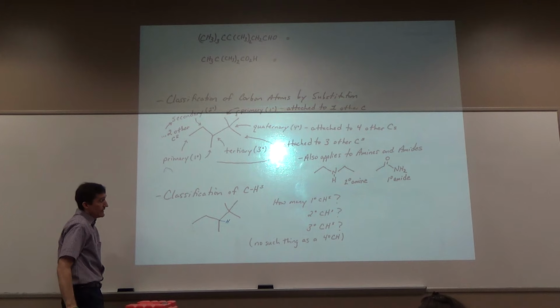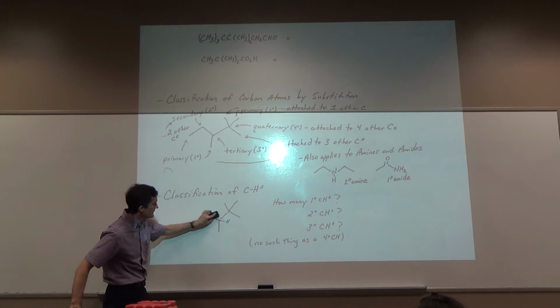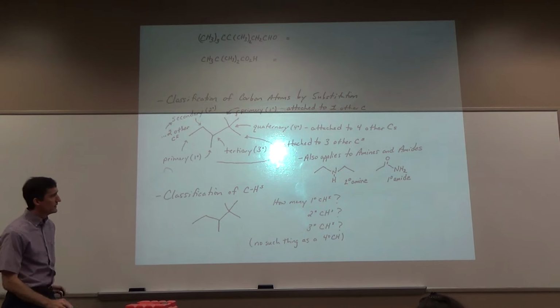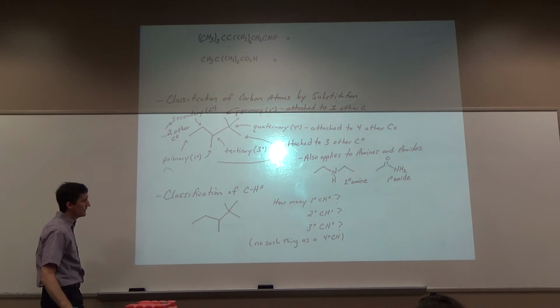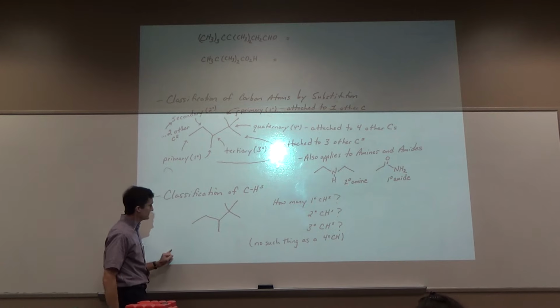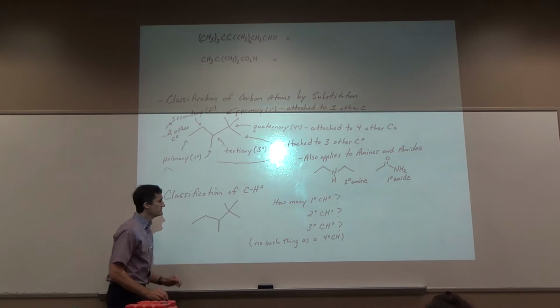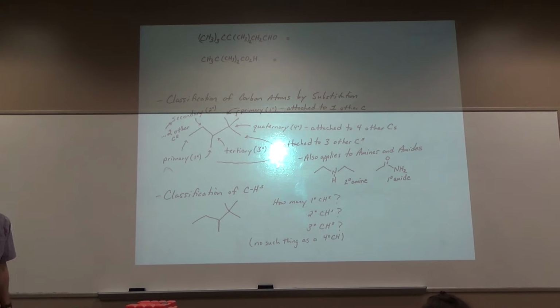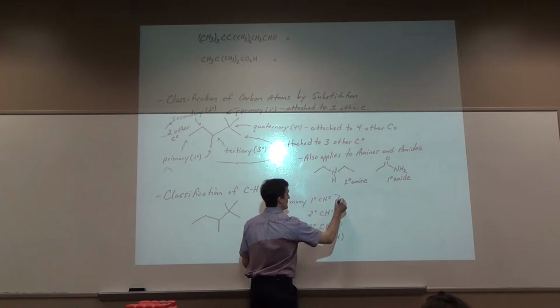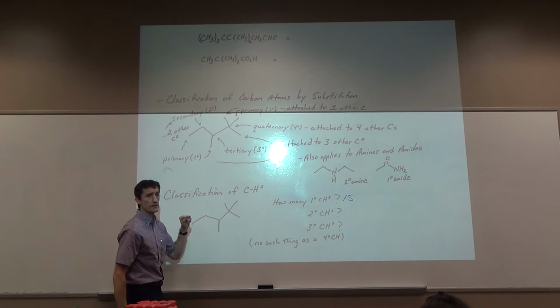Now the H is always just 1 bond to carbon. But we name it based on the substitution pattern of the carbon. How many primary CH's in this molecule? 5? No, way more than that, I think. 15, right? There's 3 there, 3 there, 3 there, 3 there, 3 there, so 15.